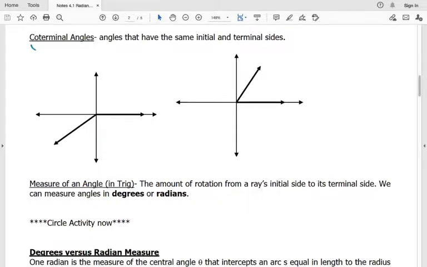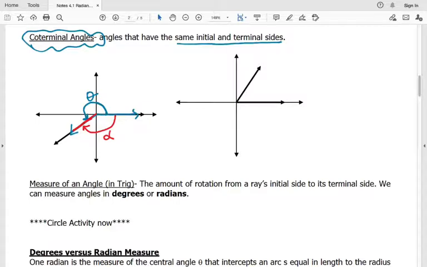Okay, coterminal angles are angles that have the same initial and terminal sides. So let's say I start here on this initial side and I rotate counterclockwise in this direction, and I name that angle theta. Well, that angle theta has the same terminal side as an angle if we were to go in the clockwise direction. So if I were to go this way, this angle alpha has the exact same terminal side right here as angle theta. So they're considered coterminal angles. They have the same terminal side.